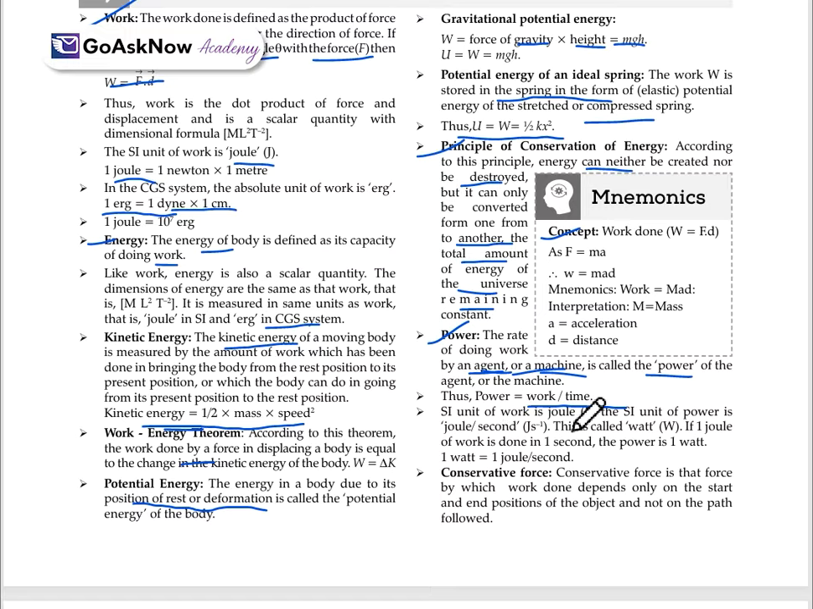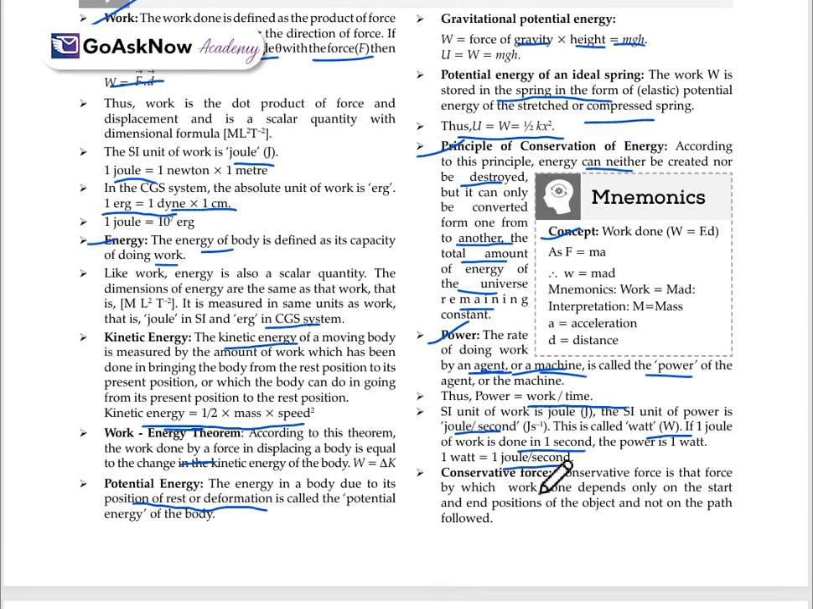The SI unit of work is joule. The SI unit of power is joule per second. This is called watt, and if 1 joule of work is done in 1 second, the power is 1 watt. Or we can write 1 watt is always equal to 1 joule per second. This is about power.